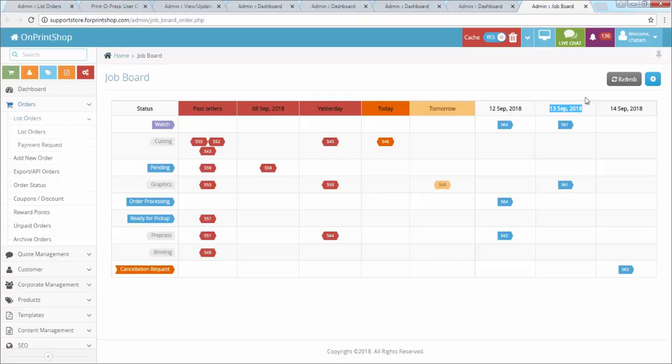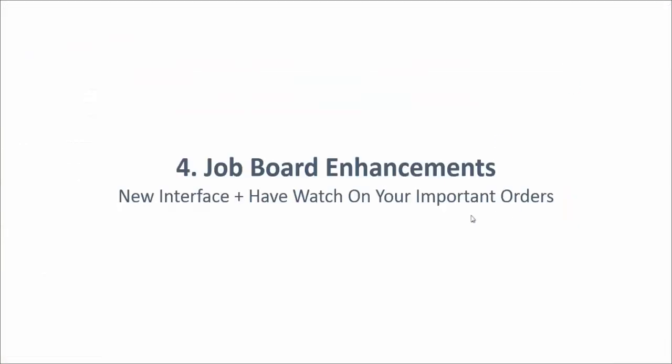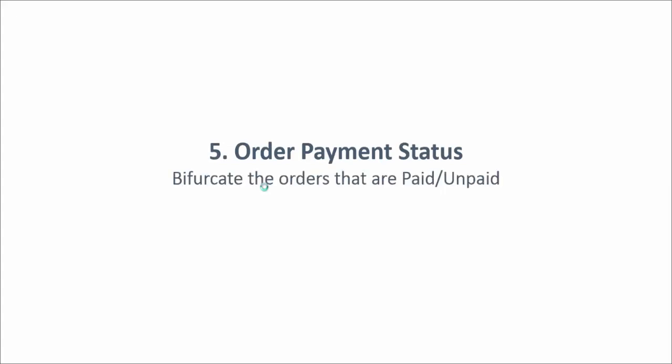So this one is the new feature which we have added for job board enhancement, which we have done this year. And so let's move towards our next feature, which is order payment status, where you can just bifurcate your orders as paid or unpaid. So basically you can map this paid or unpaid status with your payment method.